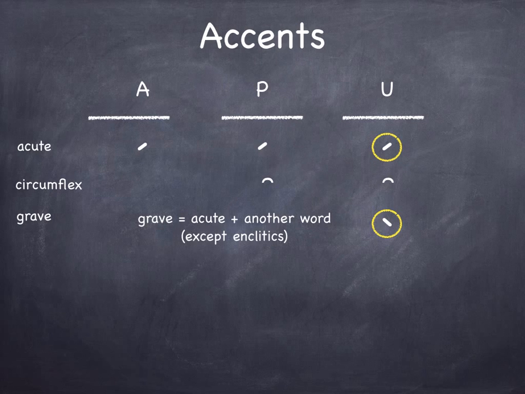Now I've circled the grave and the acute to point out that really the grave is, for the most part, just an effect that happens on the acute in the ultima position when a word is following, unless, of course, that word is an enclitic, and we'll deal with that when we talk about enclitics later. So for our purposes here, in terms of learning the persistent accents, it's just better to ignore the grave for now.